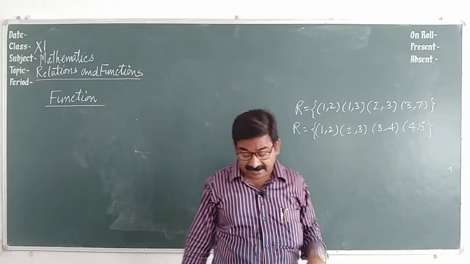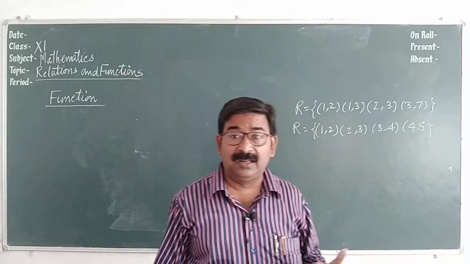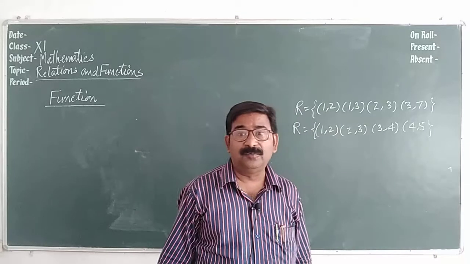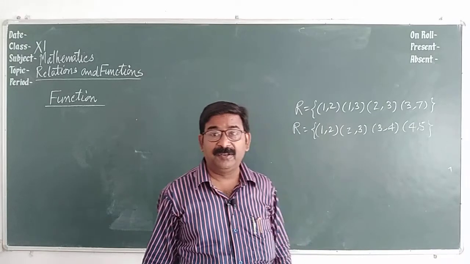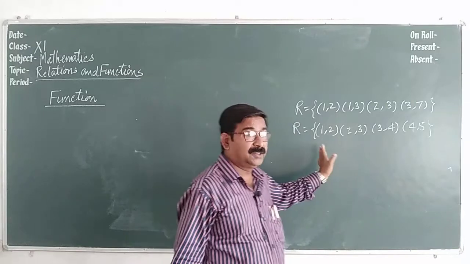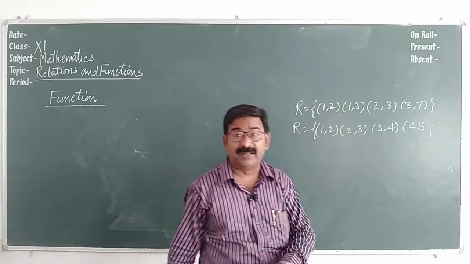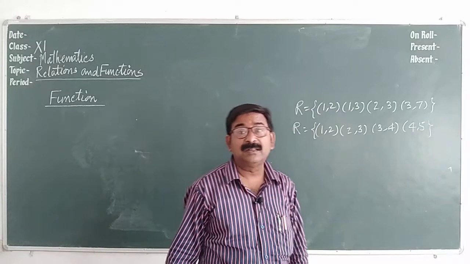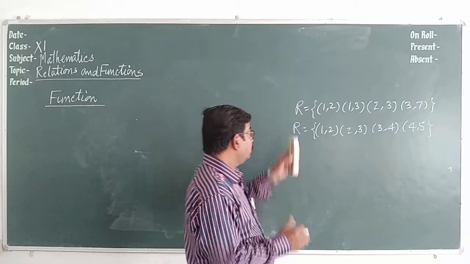So simple idea to check whether given ordered pairs are relation or function. So we will check every first element. If every first element is different, it means it is a function, and anywhere first element is repeating, it means it is a relation. Got it?